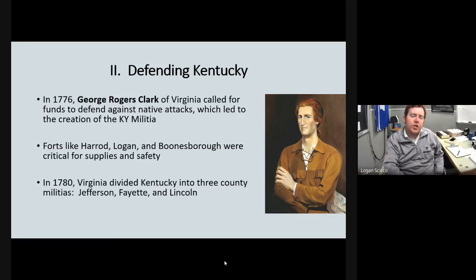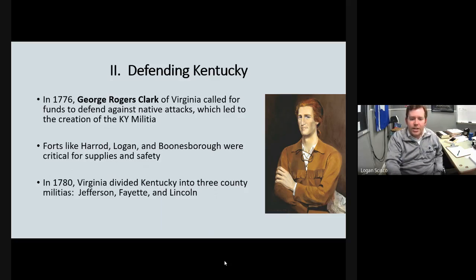And then in the closing stages of the war in 1780, Virginia realizes that just having one Kentucky militia is not sustainable, that there has to be another way of going about doing things. And so in 1780, they reconfigure Kentucky into three county militias: Jefferson County, which as we know is near modern-day Louisville, Fayette County, which is where Lexington is located, and Lincoln. Lincoln was deemed one of the very first Kentucky counties and one of the most important.